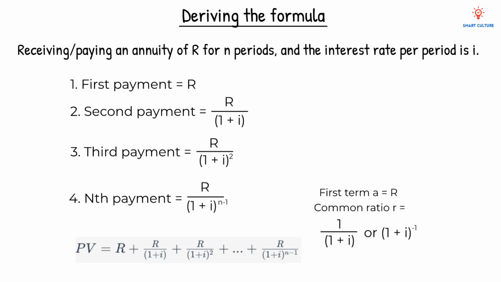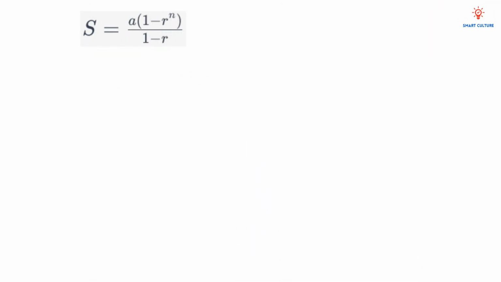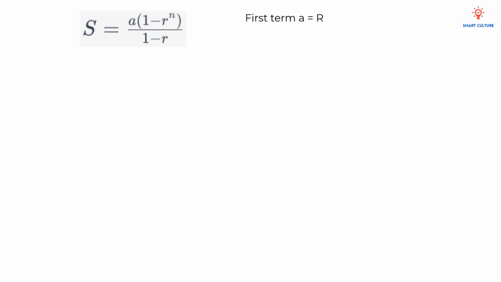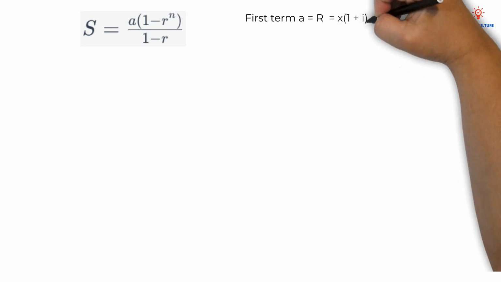So the sum S of a geometric series with n terms, a first term of a and a common ratio r, is given by the following formula. And this formula is applicable when r is less than 1. Now, let's relate the geometric series formula to the present value annuity formula. Now remember, a is equal to R. We've determined that previously. And this can also be equal to X times (1 plus I) to the negative 1.